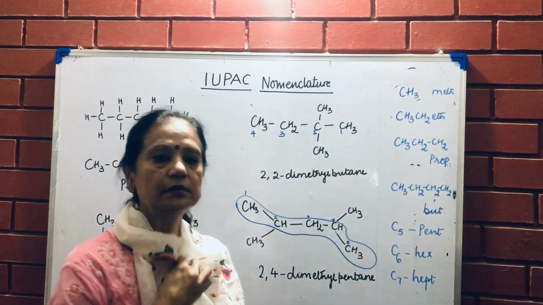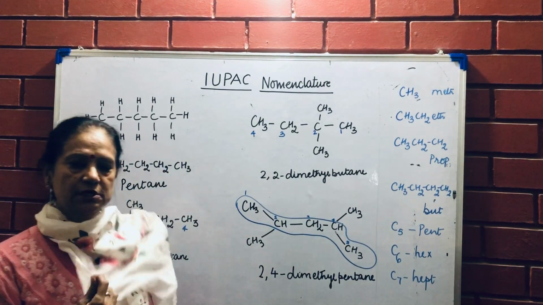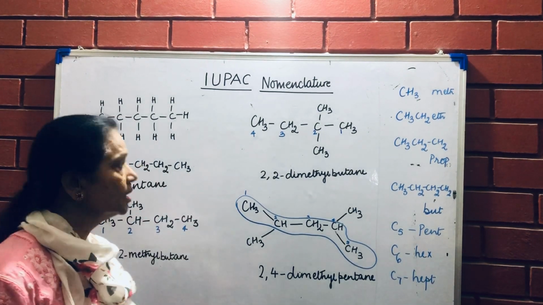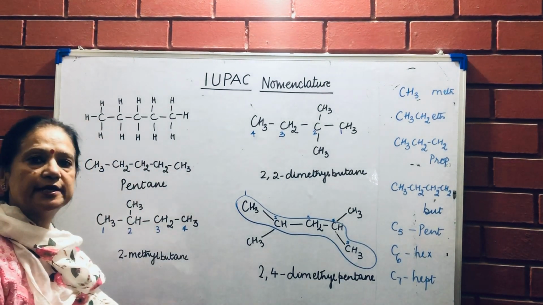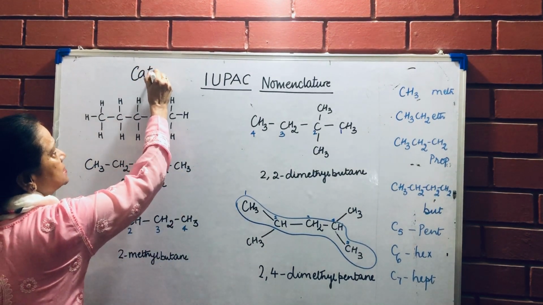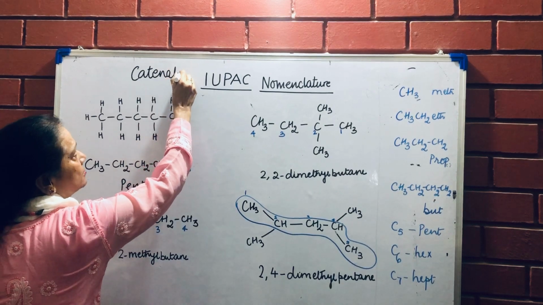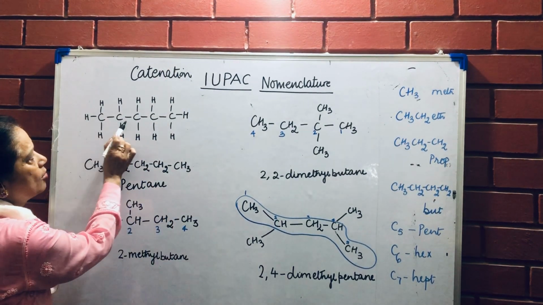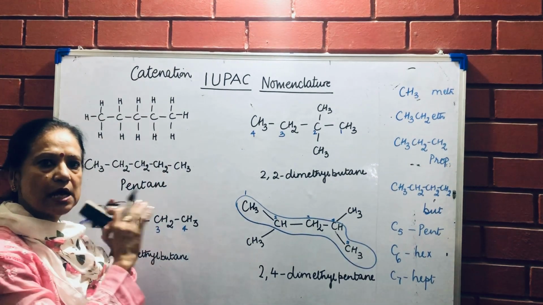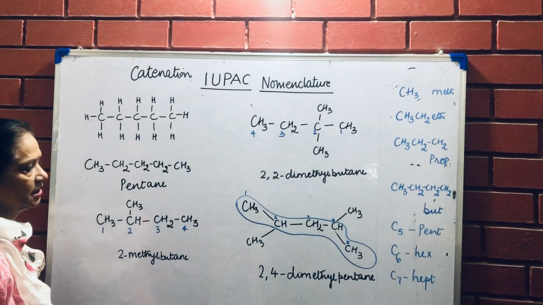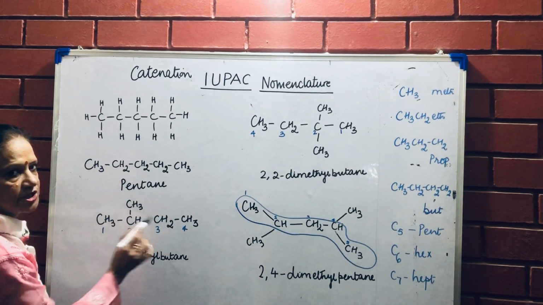We will now begin with IUPAC nomenclature of organic compounds. In class 10 you had learned that carbon atom has a tendency to form catenation. Catenation means that each carbon atom can go on attaching with other carbon atoms. So it can form a long chain with other carbon atoms, and this chain can be a straight chain, it can be a branched chain.